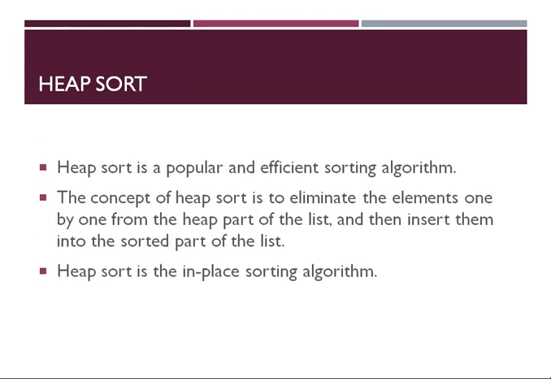The next sorting algorithm is heap sort. We have learned about how to build a heap tree, right? Now heap sort is a popular and efficient sorting algorithm. The concept of heap sort is to eliminate the elements one by one from the heap part of the list and then insert them into the sorted part of the list. Heap sort is also considered an in-place sorting algorithm.